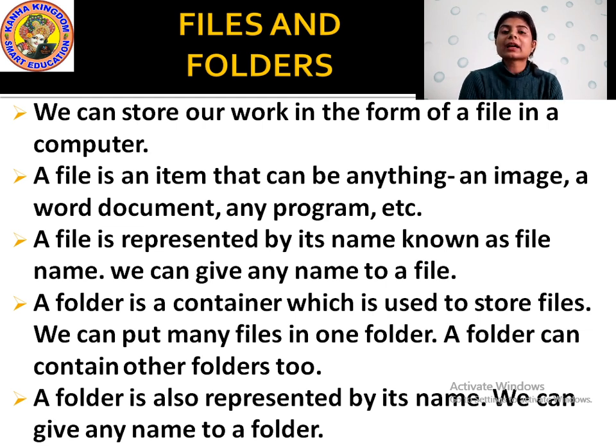Then the control buttons, which control the working of the program. There are minimize, maximize, restore and close buttons, then the work area, and the status bar. Status bar shows us the status of the work that we are doing. If we are writing in a document, or if we are painting, what is the status? How many pages have we painted? Everything is shown in the status bar.